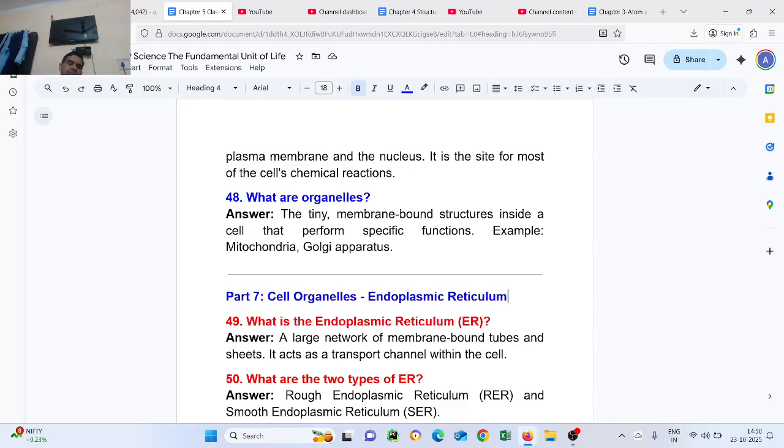Question number 49. What is the endoplasmic reticulum? Answer: a large network of membrane bound tubes and sheets. It acts as a transport channel within the cell.